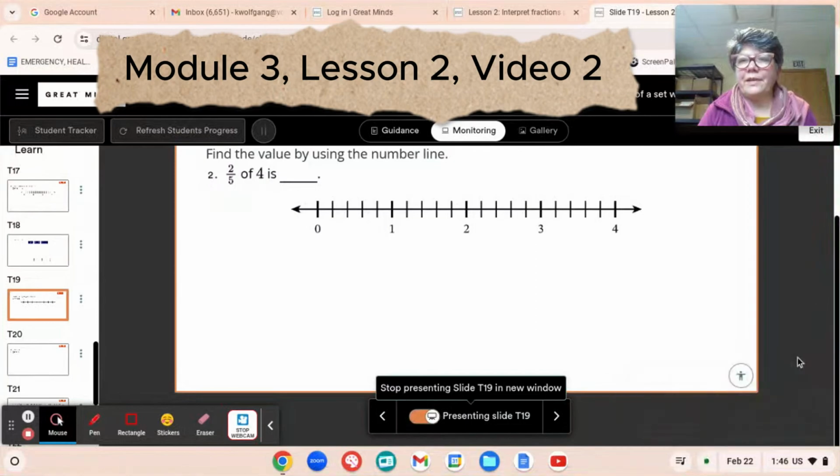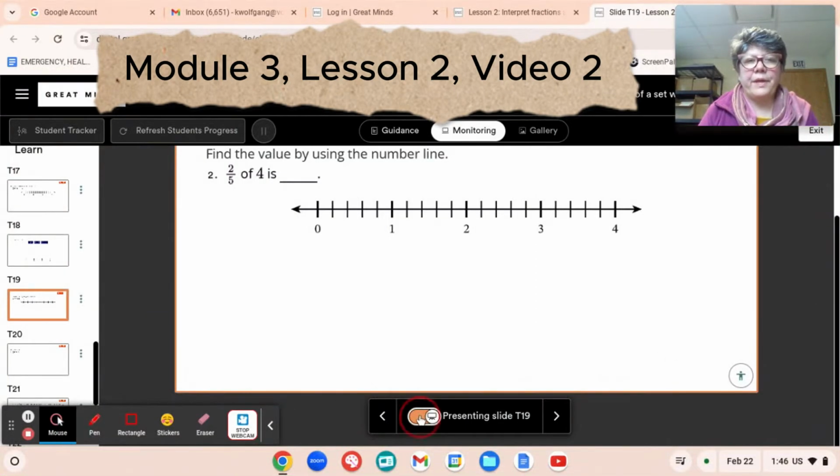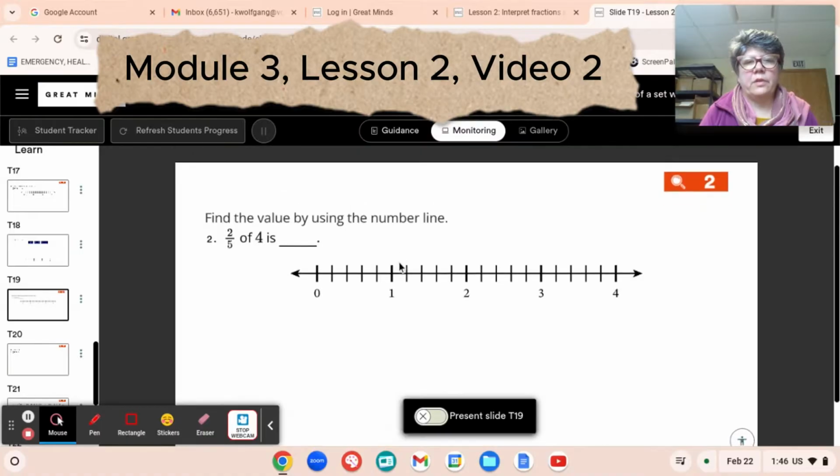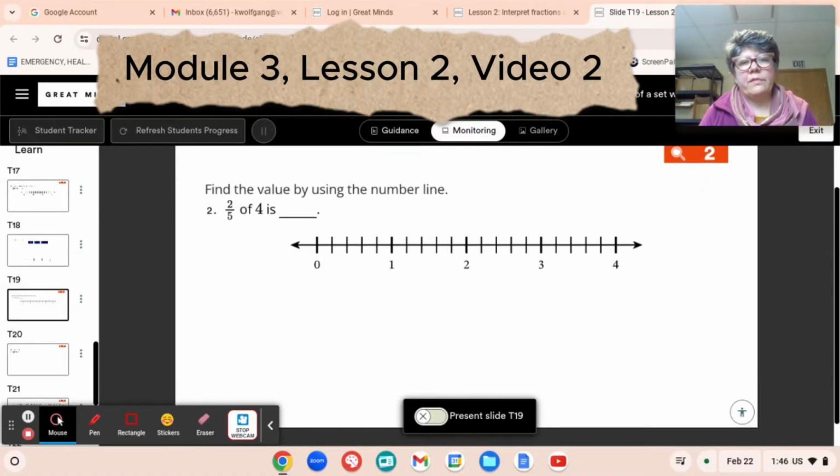Hey guys, here we are in video 2 of lesson 2, module 3, and we're on number 2 in your book, so make sure that you're taking notes along with me. It says find the value by using the number line: 2/5 of 4 is blank.